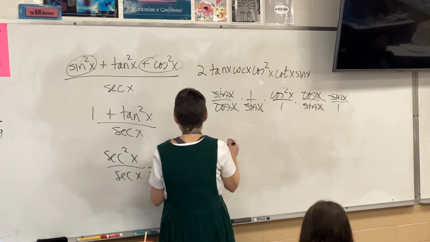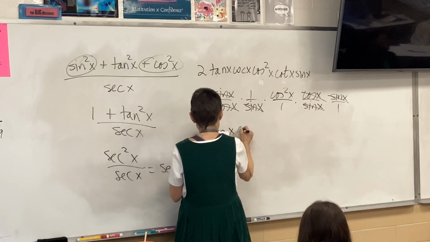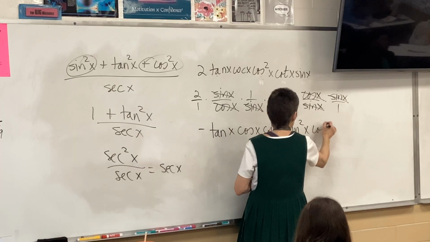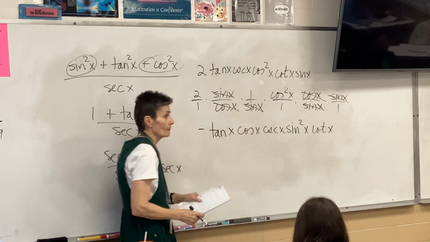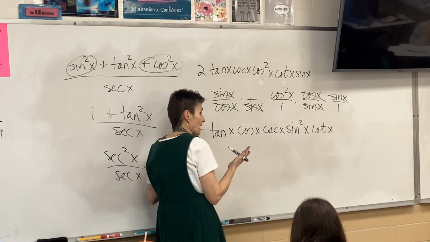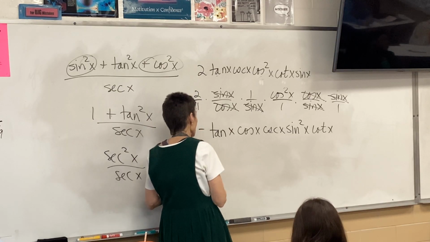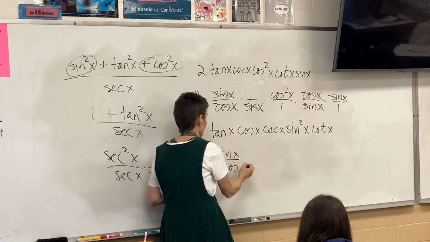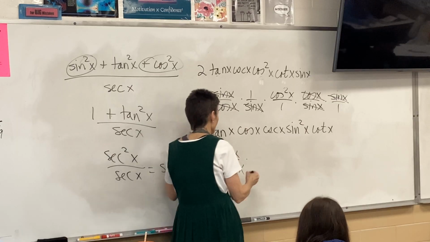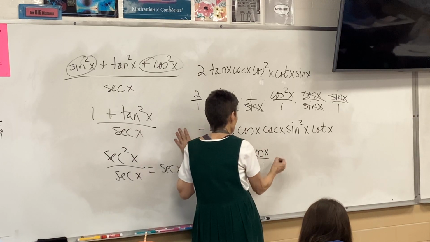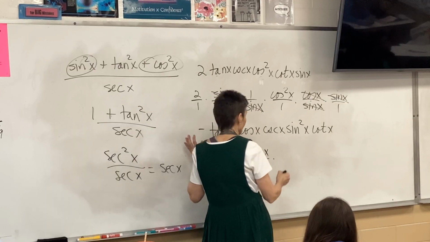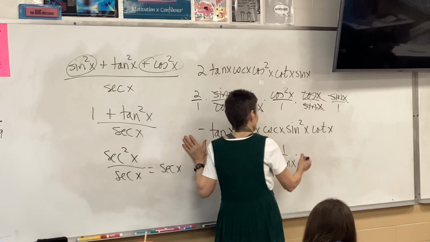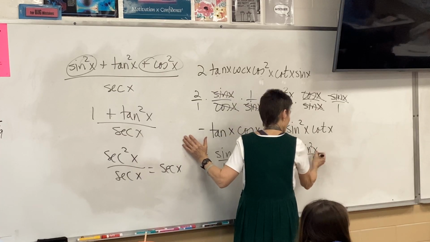Three, same kind of problem. This one is negative. I have to keep it, there's nothing to do with it. What's tangent? Sine over cosine. What's cosine? Cosine over 1. Cosecant, 1 over sine. Sine squared.